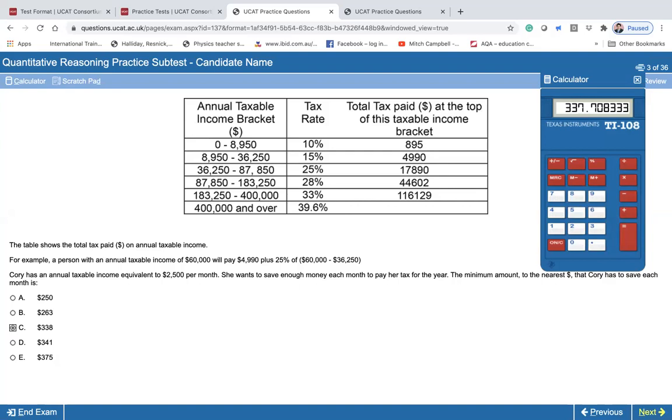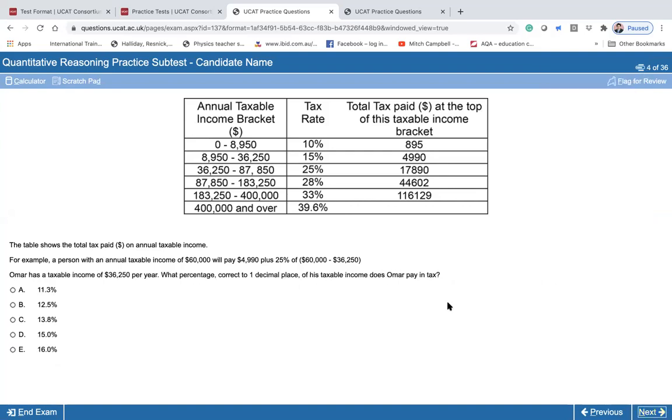Let's take up one more question on taxable income. So here is your next question on taxable income. Again, the bracket and the first two statements are exactly the same. So Omer has a taxable income of 36,250 per year. So it exactly falls on this bracket. So you will be taking this one, 8,950 to 36,250.